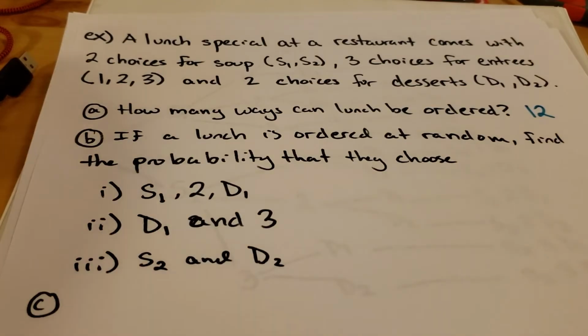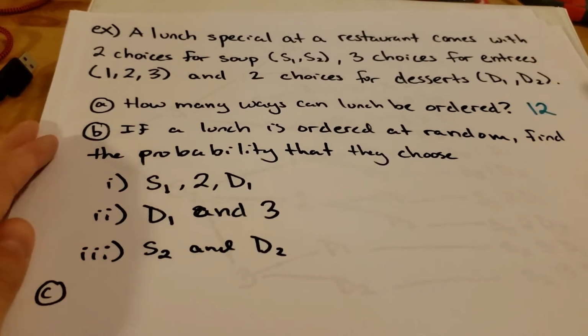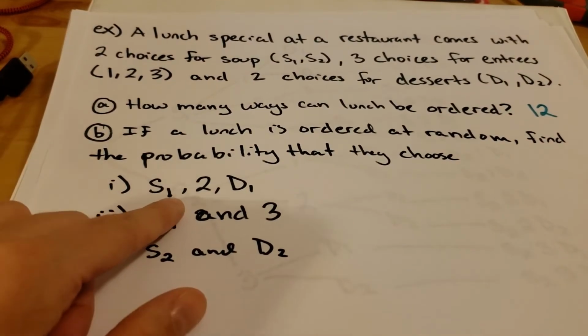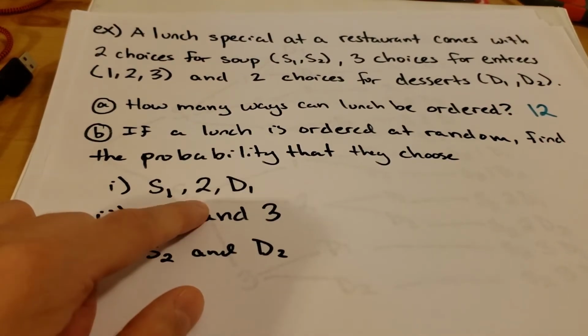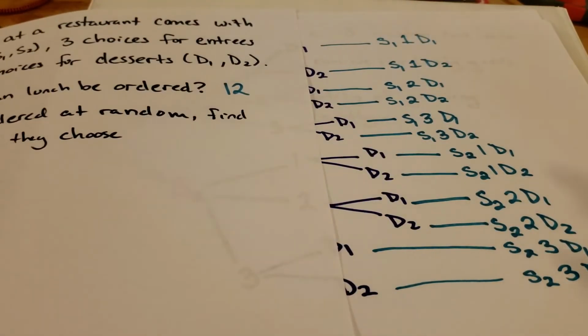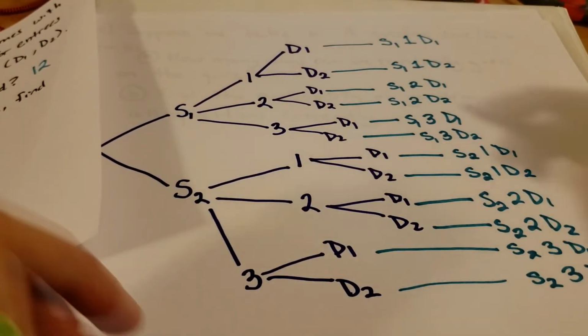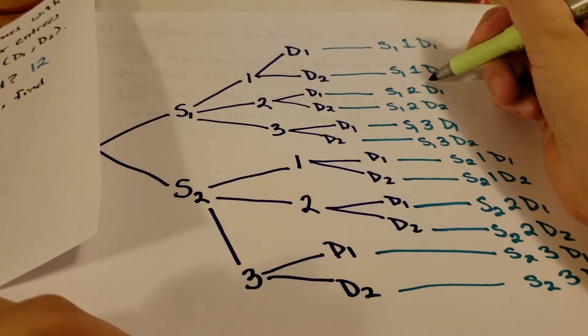Now we'll go to part B of our problem. Here they're asking us something different. They're saying if a lunch is ordered randomly, we now want to find the probability that it'll contain any of these items here. The first one is they want to find the probability that it'll have the first soup, second entree, first dessert. So if we go back here and we want to find out how many of these possibilities feature S1, 2, and D1, this is the only possibility over here.